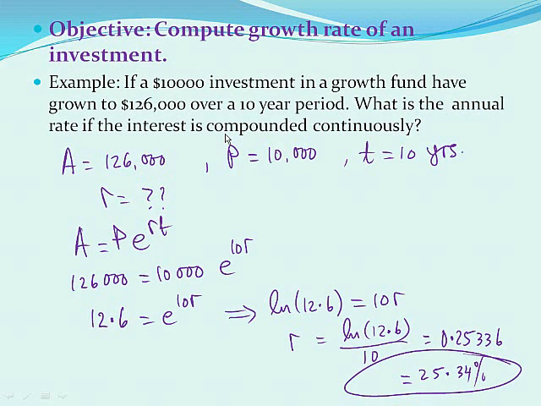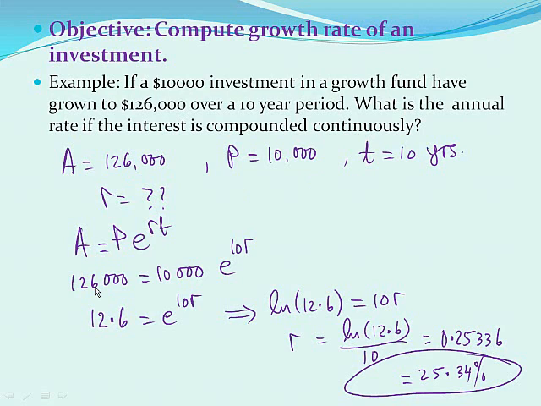Next objective is to compute the growth rate of an investment. If $10,000 is invested in a growth fund, and it has grown to $120,000 over a 10-year period, we are asking the question, what is the annual rate if the interest is compounded continuously? We need to look at the compounding. The compounding is continuous, so we need to use the appropriate formula, A equal to P multiplied by e to the power rt.